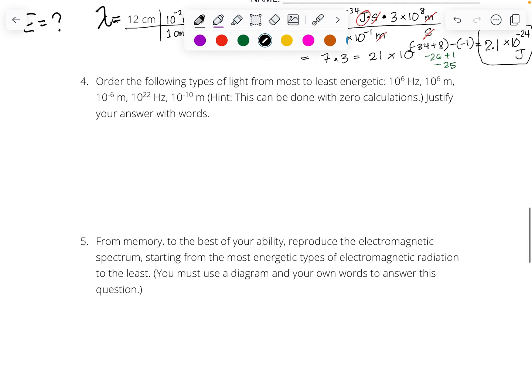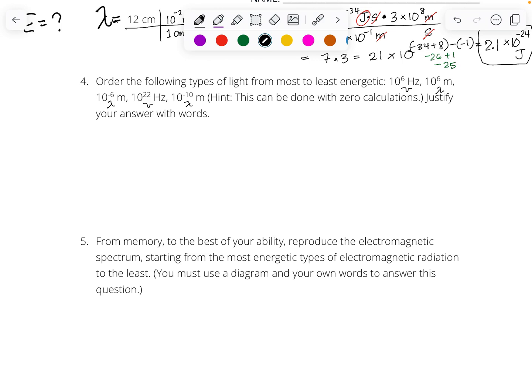Let's look at number 4. Order the following types of light from most to least energetic. So we have 10 to the 6 hertz. Remember, that's frequency. 10 to the 6 meters, that's wavelength. 10 to the negative 6 meters, that's again wavelength. 10 to the 26 hertz, that's frequency. 10 to the minus 10 meters, that's wavelength. So he says this can be done with 0 calculations and to justify our answer with words. So we're going to talk it out.